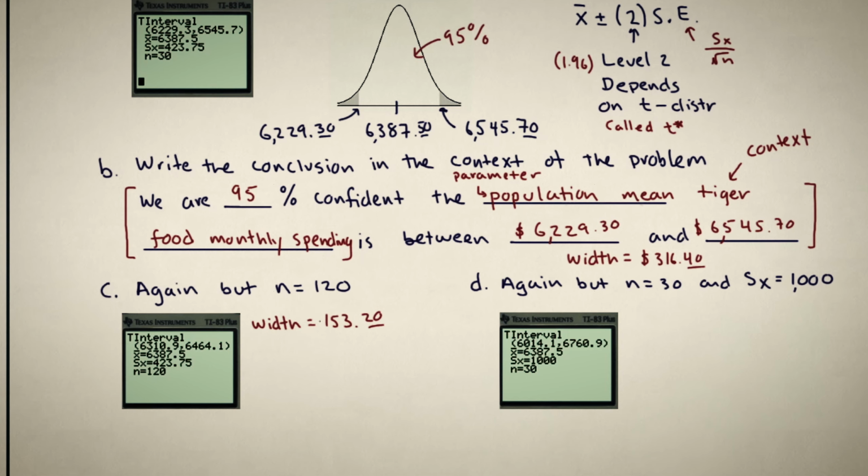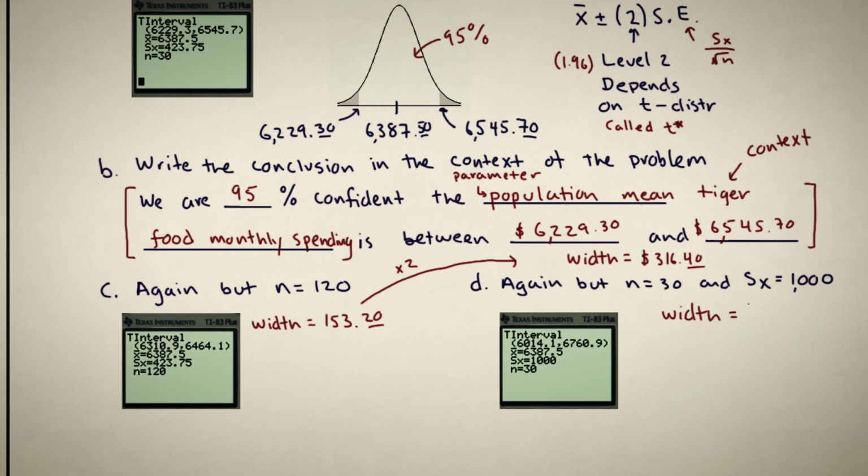All right, we did much better in example C. That makes sense to me. We have a lot more information. We have a much bigger sample size, and the width of the interval came in much smaller than when we had a sample size of 30.